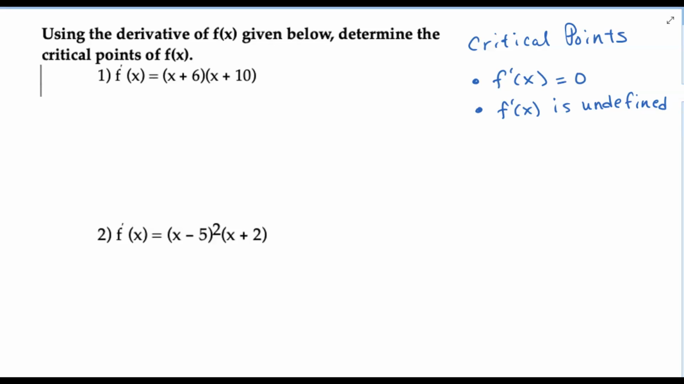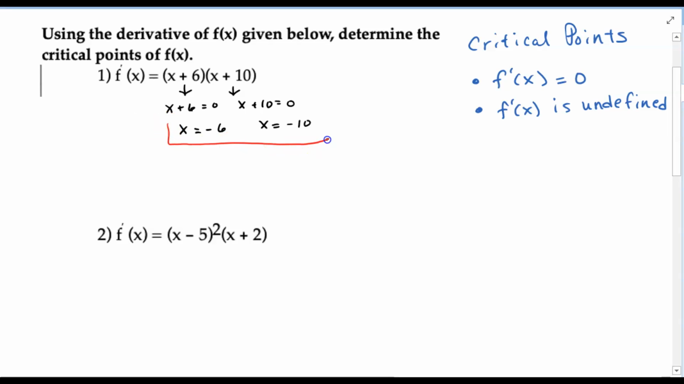In these two examples, it's very clear that it's just going to be wherever the derivative equals 0. So since we're already given the derivative, there's not much more to it other than taking each of the individual factors that were given and setting them equal to 0. All right, and so we're pretty much set up now. So in the first case, x equals -6, and in the second case, x equals -10. So these right here are our critical points, okay?